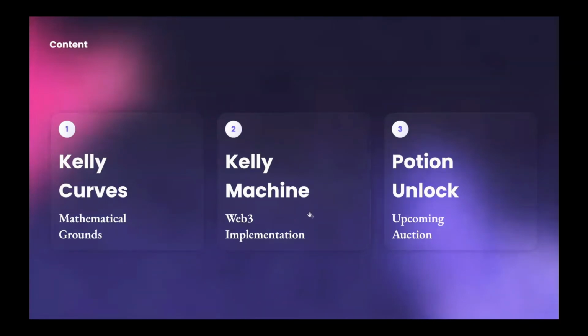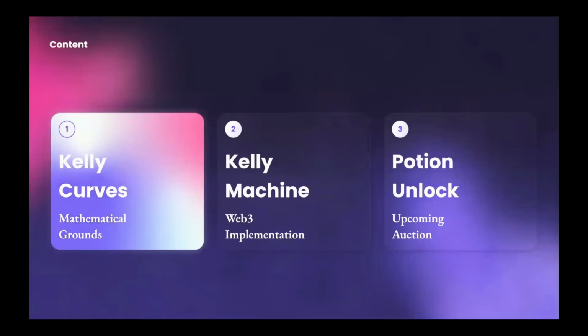Secondly, we will also be showing you the now completed and audited Kelly machine, which is a Web3 implementation with native support for Kelly curves, as you will see. And finally, we have a bit of a surprise, which is that we're actually going to ship a 3rd piece of code, which we're calling Potion Unlock. This is the mechanism by which we're going to transfer the protocol to the community. It's a radical new approach that we are pioneering, and we're incredibly excited to share with you guys today. So without further ado, let's get into it.